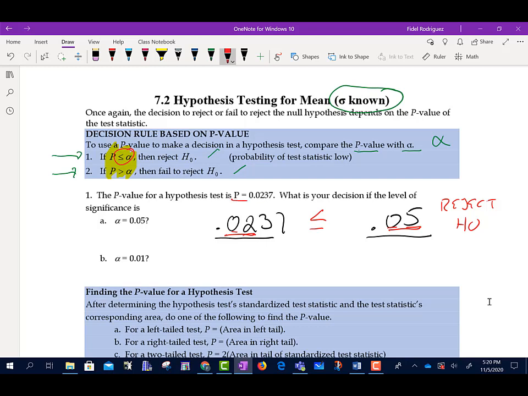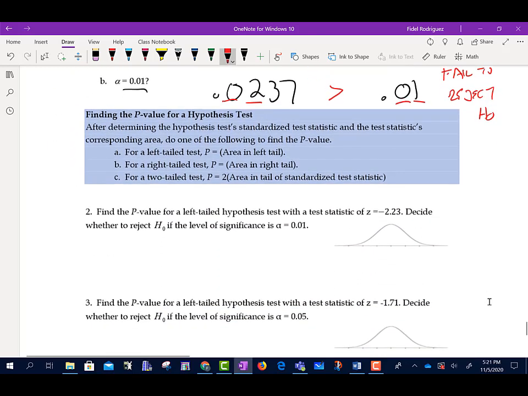Now we're going to do the same thing for part B. I'm going to rewrite down my number p, which is 0.0237, and I'm going to write down my alpha, which in this case is 0.01, and I'm going to start comparing. So 0 and 0 are the same. 2 is bigger than 1, so this is going to be greater than. And since p in this case is greater than alpha, we're going to fail to reject the null hypothesis.